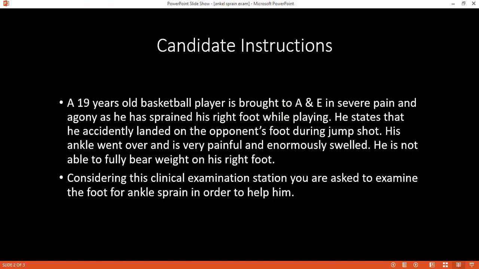So what was the positive finding? How was the gait? How was the inspection? How was the palpation?